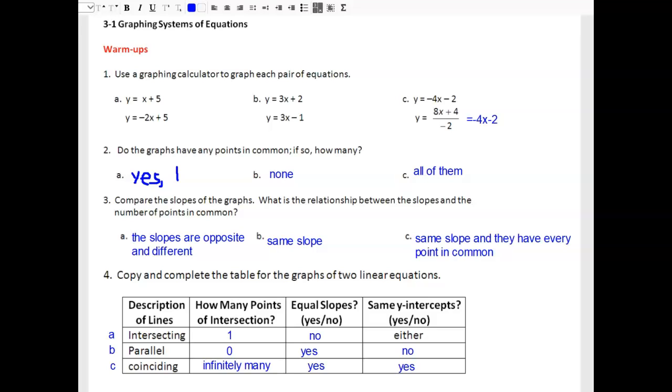So again, this chart is a very useful chart. It has all of the key ideas that go in with parallel, intersecting, and coinciding lines.